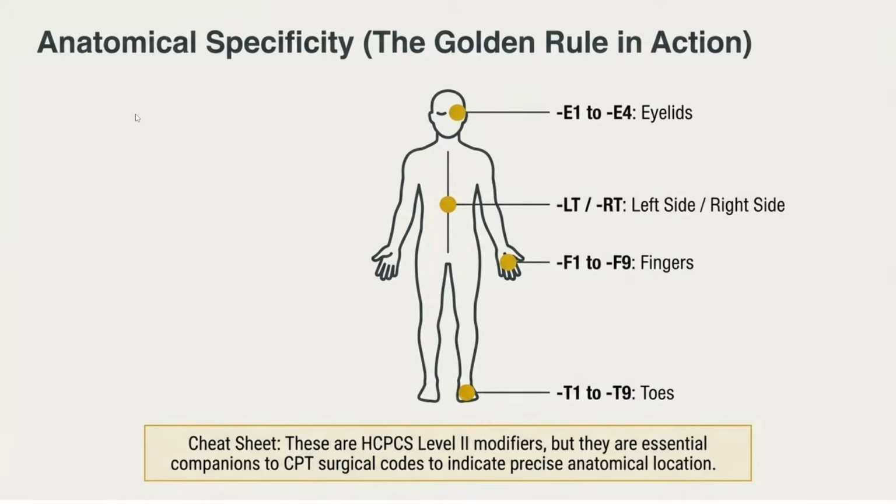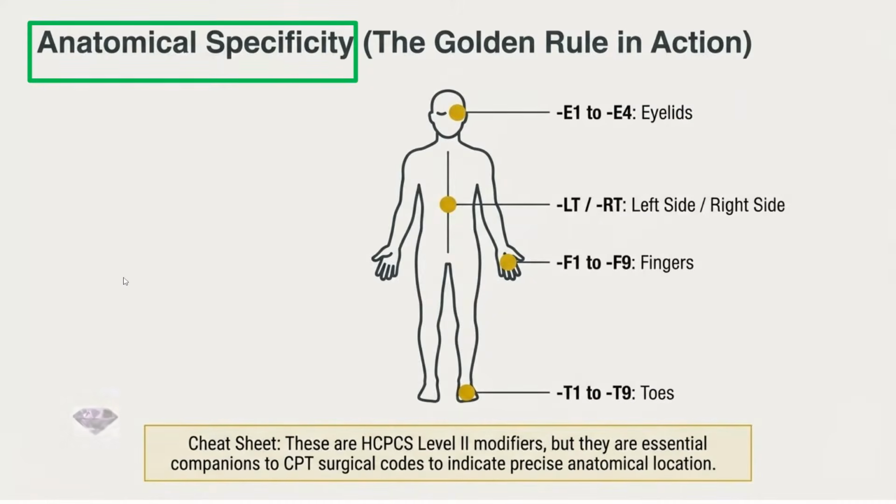Now, anatomic specificity. This is just basically laterality. And you'll see the E1 through E4, those are your eyelids. F1 through F9 fingers, T1 through T9, you should be able to recognize on sight that these are your toes. But LT and RT, this is left and right laterality. So these are pretty standard, right? And these are HCPCS Level II modifiers. They're not CPT, but often used with CPT codes.